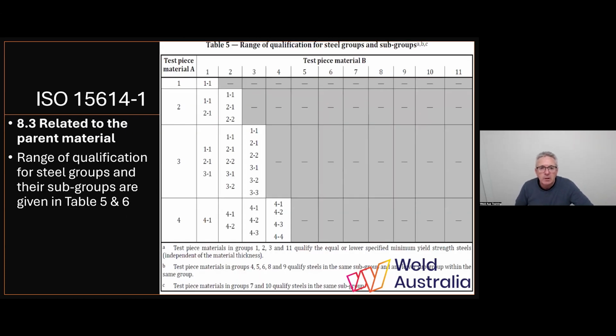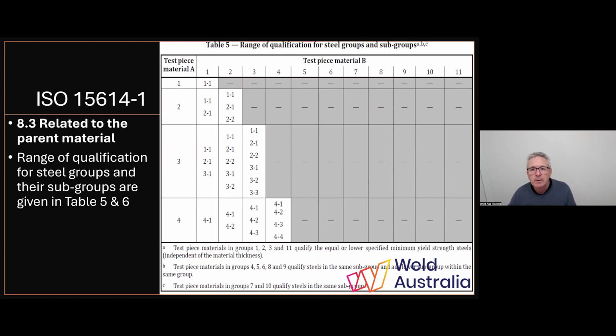So when we start looking at our ranges, we start looking at parent metal, a range of qualification with steel groups and so forth. What you've got to look at when you're looking at these particular tables is be aware of what they say: the steel groups, subgroups, and material type, because there's a few tables in here, and they're also covering nickel alloys, all right? So be very aware that you're in the right table when you're flicking through it.